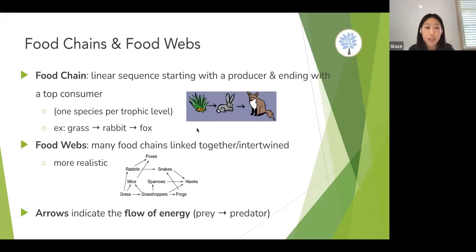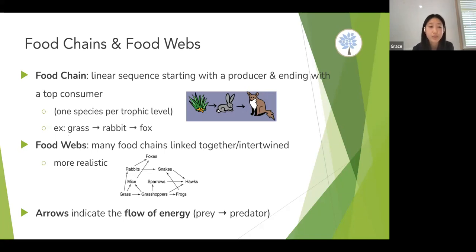All right, now we're going to take a look at food chains and food webs. A food chain is a linear sequence, and it'll start with a producer and end with a top consumer. And there's going to be only one species per trophic level. An example is going to be grass, and then rabbit, and then fox.